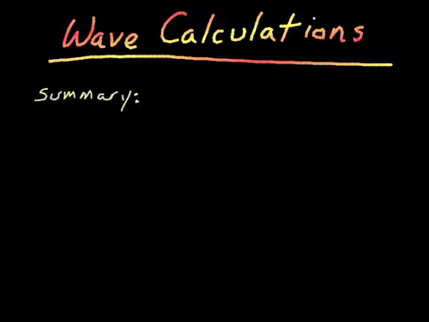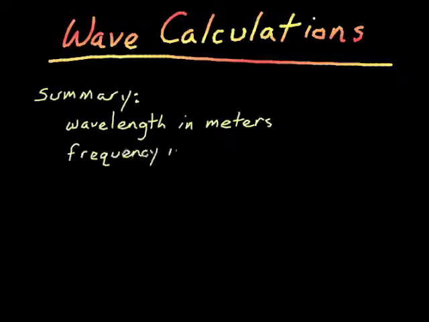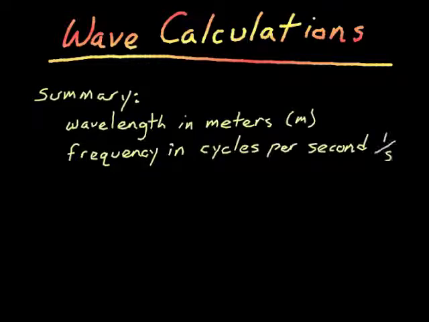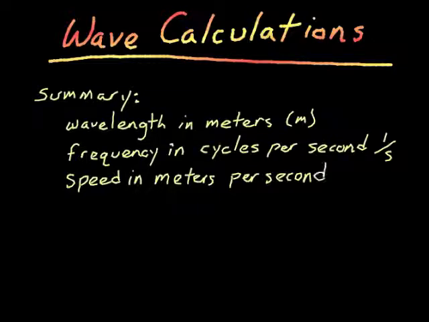Alright, so let's summarize our wave calculations. Wavelength. The length of the wave in meters. Frequency is the cycles or waves per second, 1 over seconds. And speed of the waves, generally we'll use meters per second for speed.